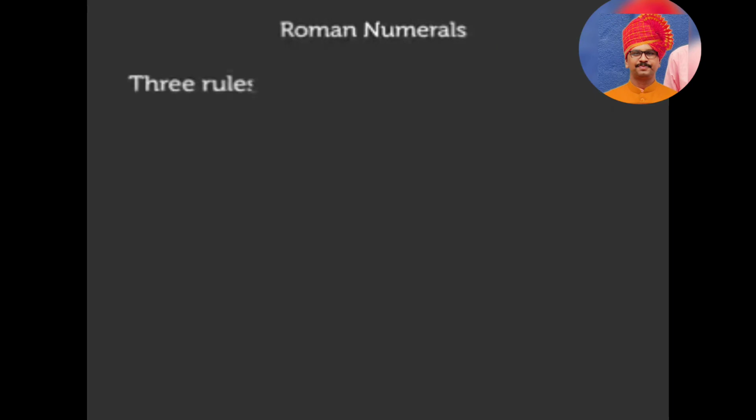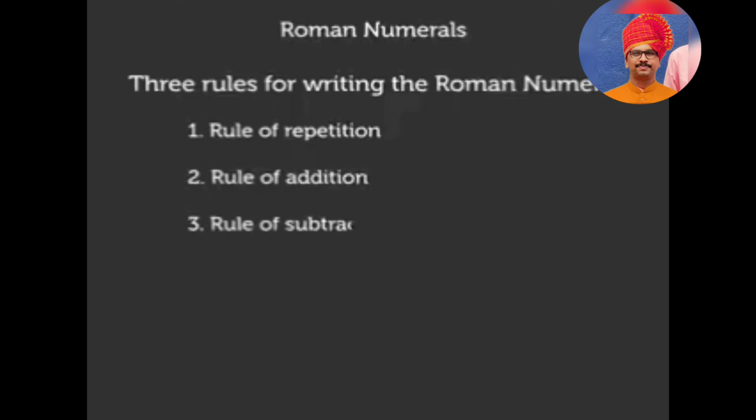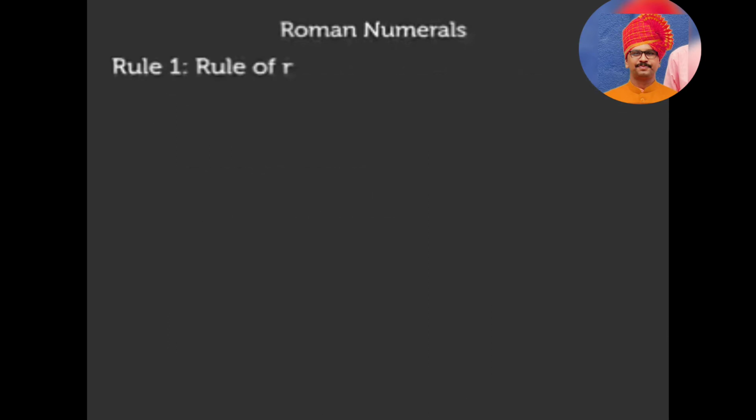Roman numerals: 3 rules for writing the Roman numerals. 1. Rule of repetition. 2. Rule of addition. 3. Rule of subtraction. One by one.